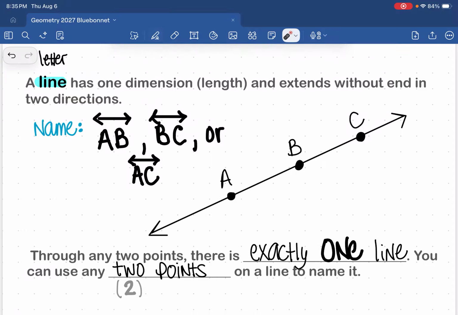I could also switch the letters: BA, CB, CA. That's 3 more names for this line, all of which are correct names.